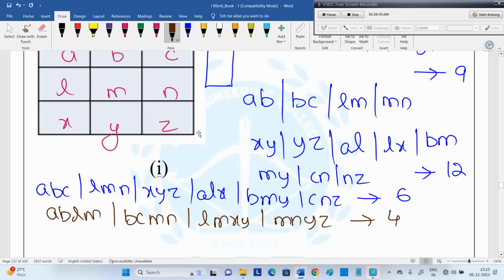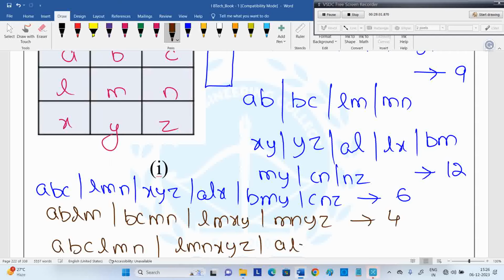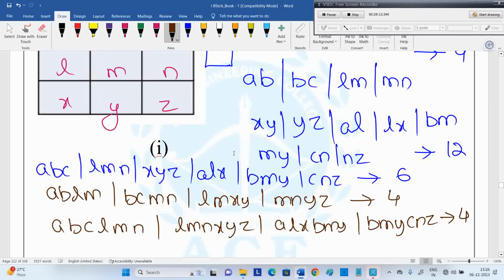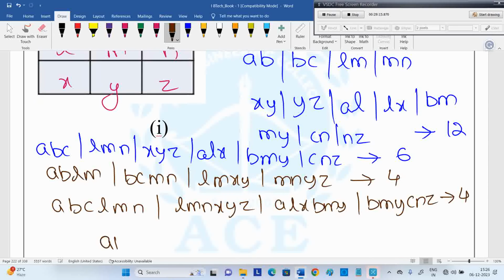Yeah, we tried with 4, then 6 combinations. Still A, B, C, L, M, N, and L, M, N, X, Y, Z, A, L, X, B, M, Y, B, M, Y, C, N, Z. You got 4 more. Then the entire shape, 5 not possible. So A, B, C, L, M, N, X, Y, Z.